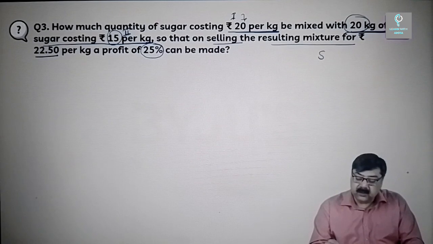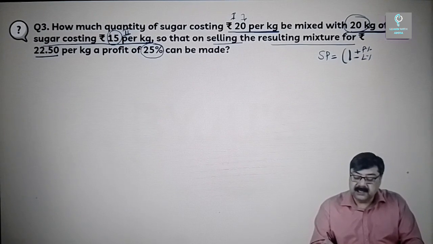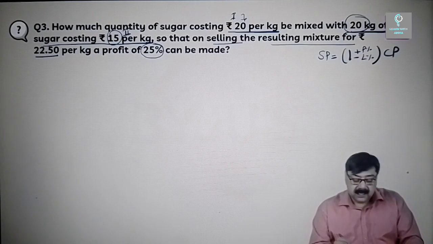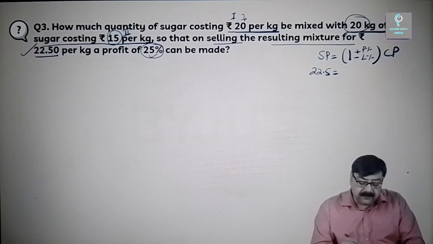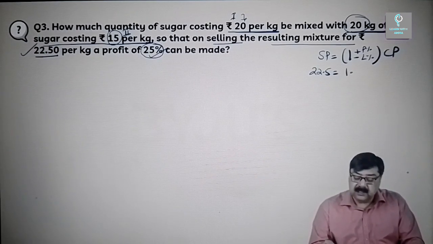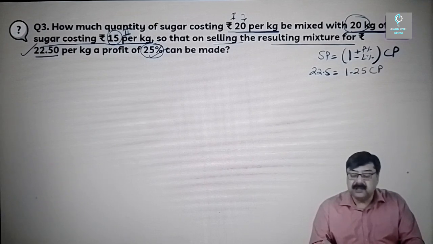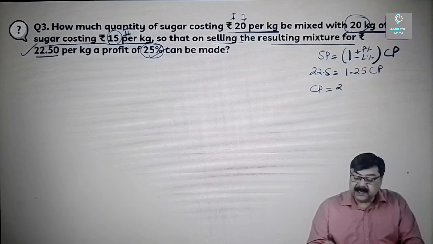So simply we know selling price is equal to 1 plus profit percent or minus loss percent into cost price. The selling price is mentioned to us, that is 22.5. Profit is 25%, so this becomes 1.25 times the cost price. And cost price becomes 2250 by 125.